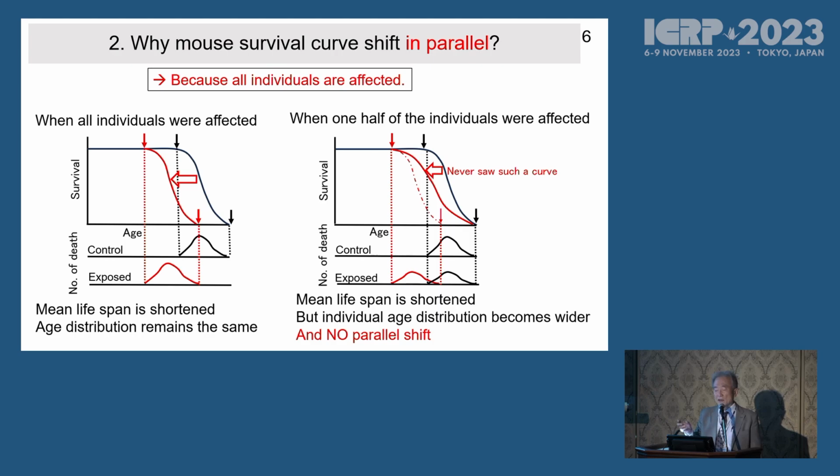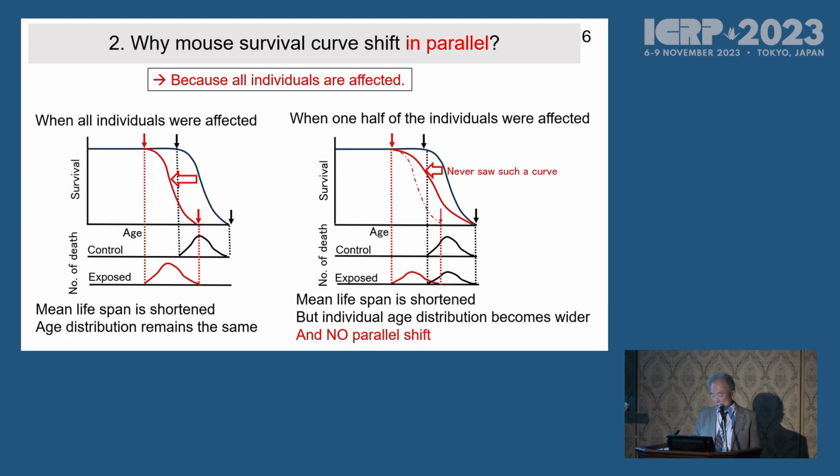Shown on the right, here it is assumed that 50% of the individuals are affected and they died earlier by cancer, and the other 50% were not affected. Then in that case, the survival curve starts to go down earlier than usual, but then at the end, at the same age, because half of the animals were not affected.